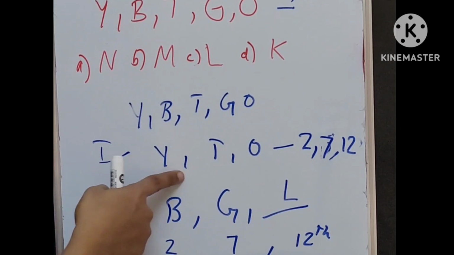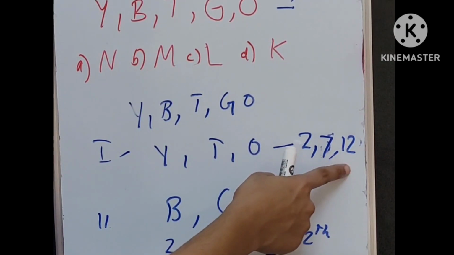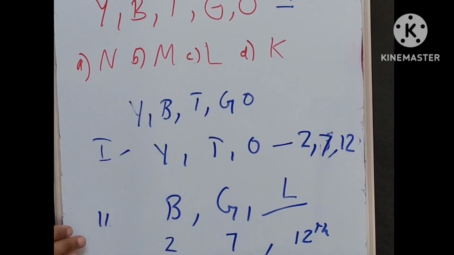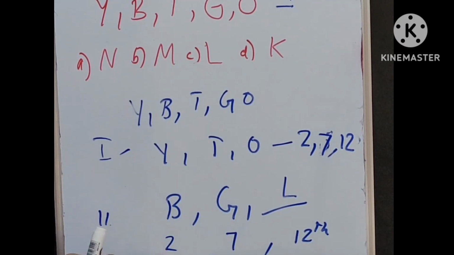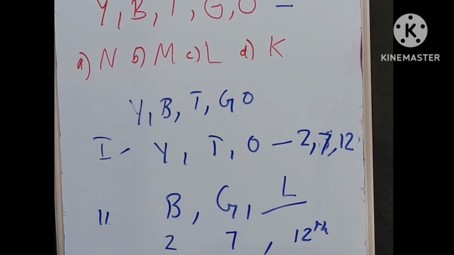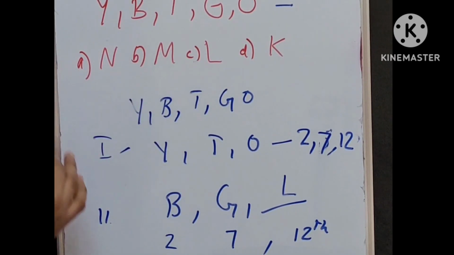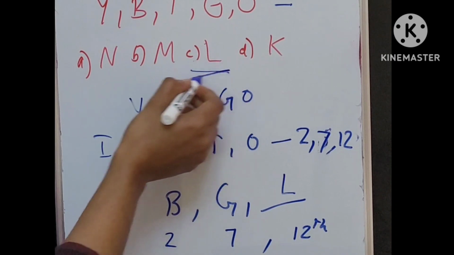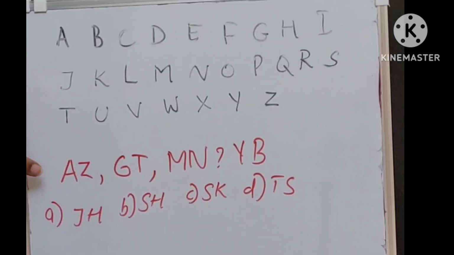So the first series is in the order 2, 7, 12 from the end of the English alphabet. And the second series is the 2nd, 7th, 12th letter from the beginning of the English alphabet. So the answer is option C, L.